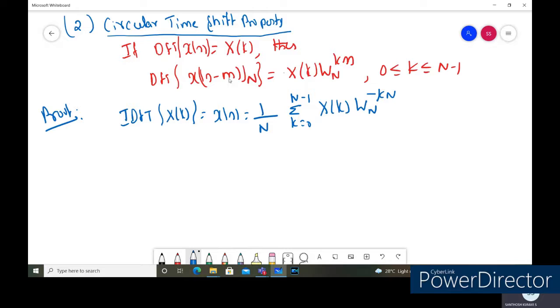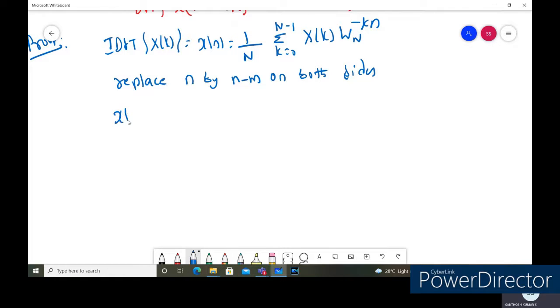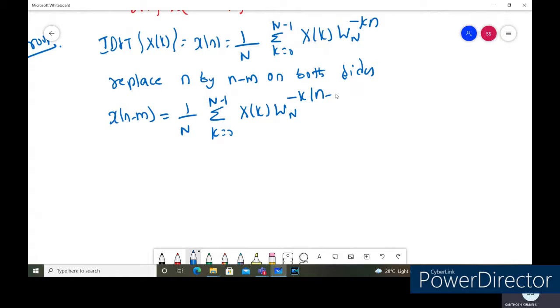Now, since we want n minus m, we are going to replace n on both sides. This is the small n in the formula, so we replace n with n minus m on both sides. Wherever n is there, we replace it with n minus m. So it becomes x of n minus m equals 1 by n summation k equals 0 to n minus 1 of x of k into omega to the power of minus k into n minus m. On the LHS part, we got the required quantity.